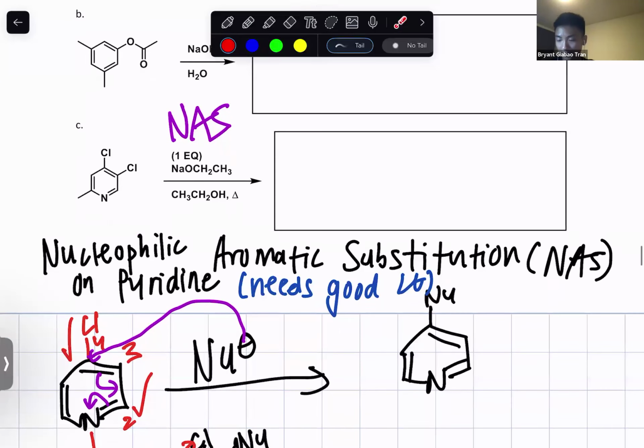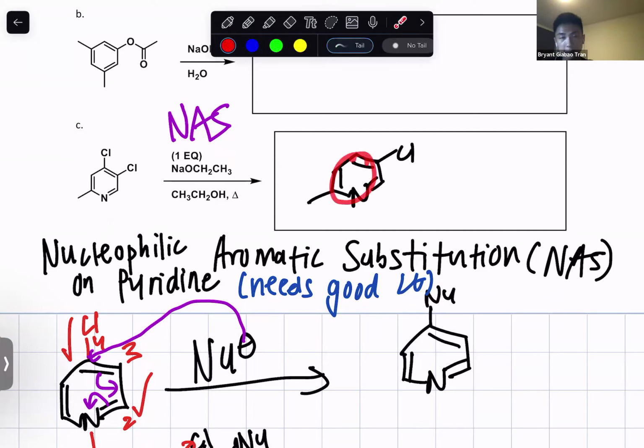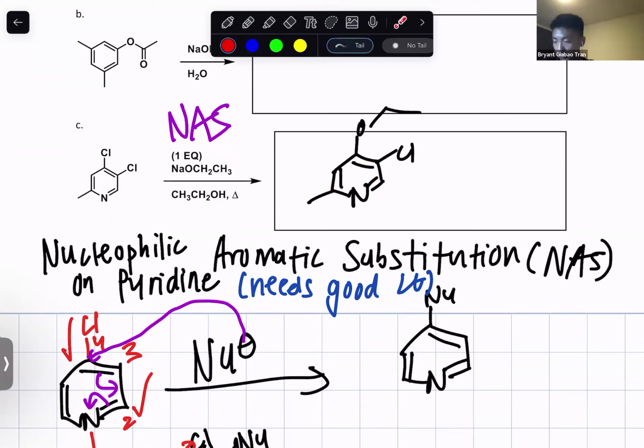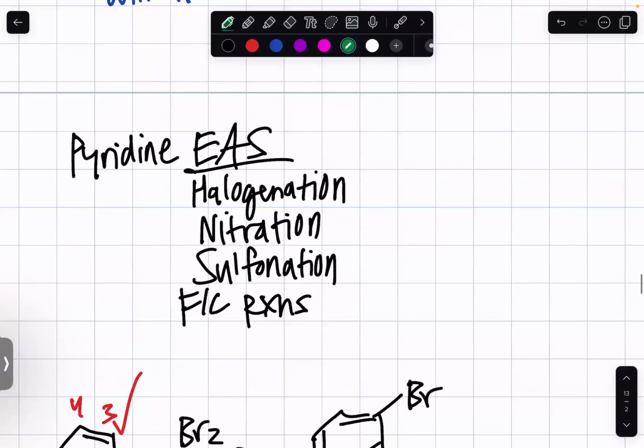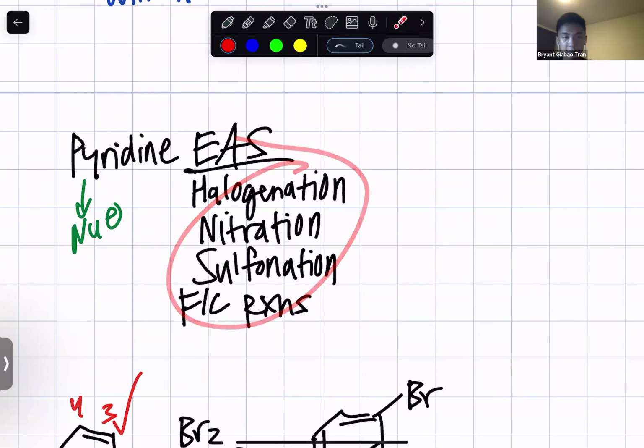Just out of curiosity, for EAS, do we kind of treat the nitrogen sort of like an electron withdrawing group, like we add to the meta position? The nitrogen in the ring, don't treat it as an electron withdrawing group or donating group. But for NAS, the pyridine is going to be an electrophile because some nucleophile will attack that pyridine electrophile. For EAS, the pyridine is the nucleophile that would attack any of these electrophiles here. Got it.